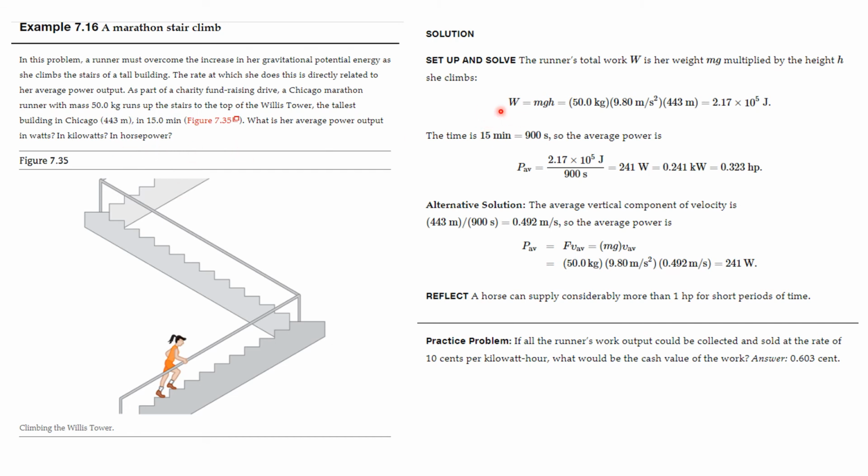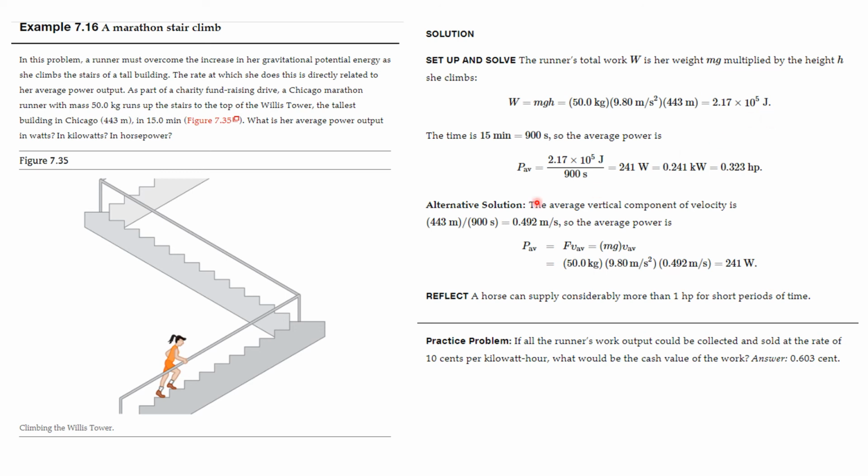Well, here's a setup then. The work that this runner is doing is changing their kinetic energy into potential energy. So the work they're doing is they have to take their mass, work against the acceleration due to gravity, for the height, and this is the height of the Willis Tower in meters. So this is how many joules of work this runner must do.